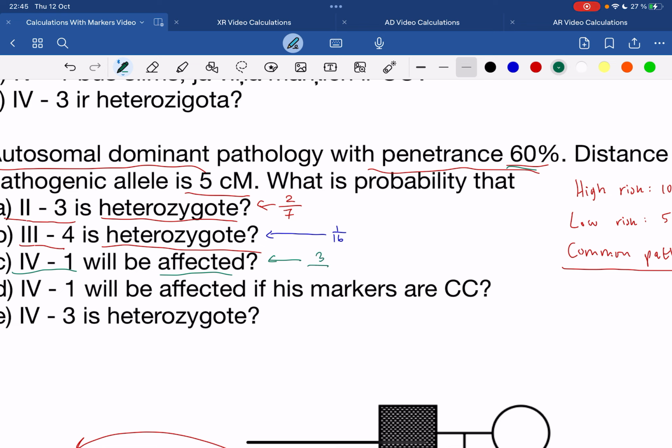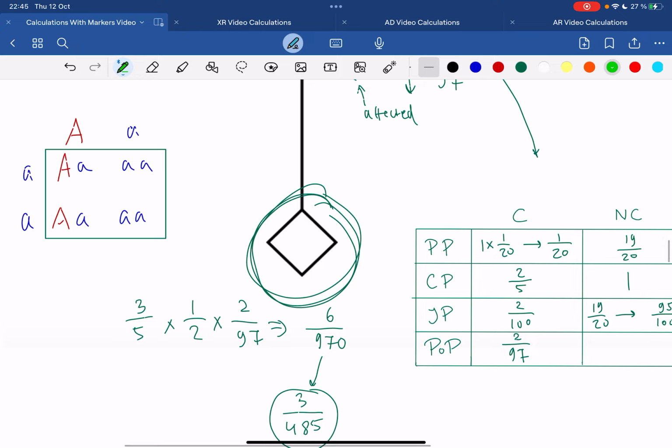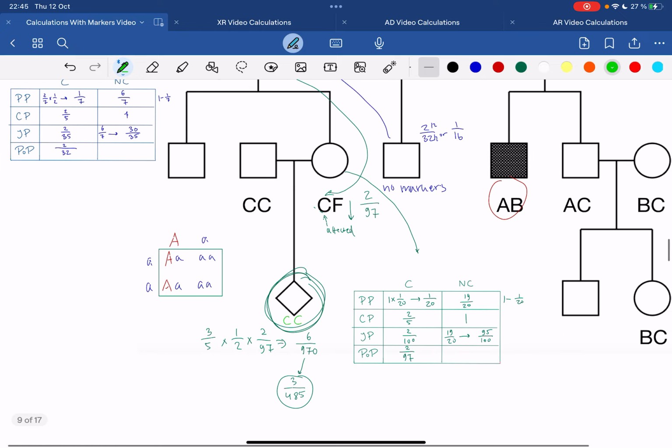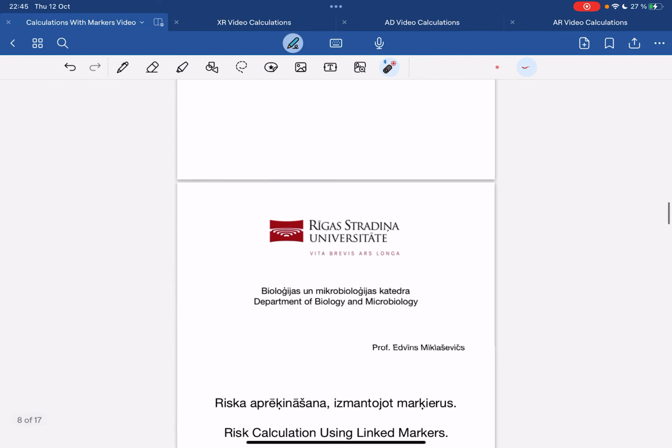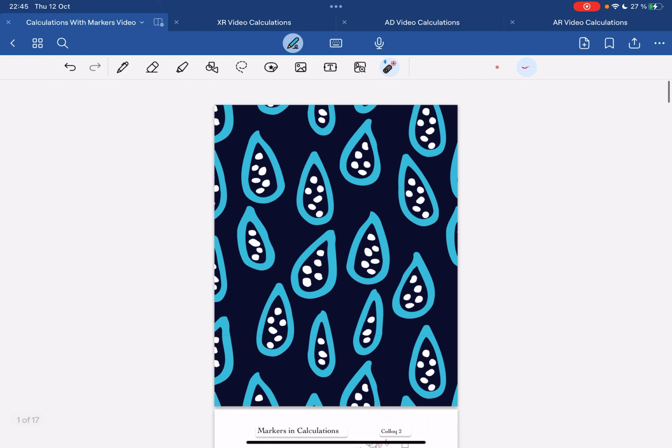Now for D is a little bit different. D asks for the same child, the chance for him to be affected if he instead had 2 markers, which would be CC. Now remember what I said about if we assume crossing over occurs, then the marker for the common pathological allele would be changed as well. Let's look at the rule book again.